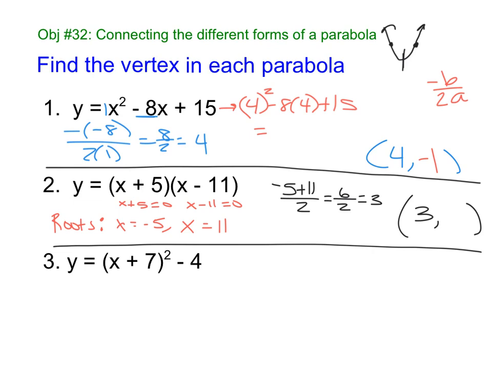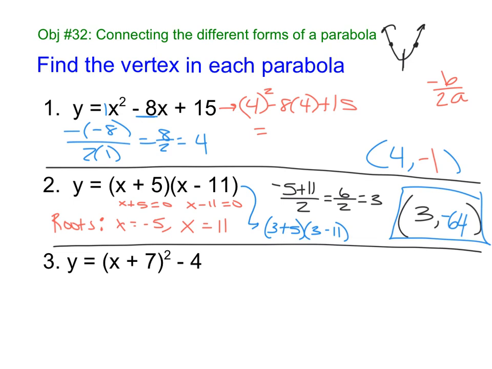Again, we plug in. So I'm going to do parentheses instead of x, 3 plus 5, 3 minus 11. And again, you could just plug that in your calculator. You end up with 8 times negative 8, which is negative 64. Done. So we find our roots and we average them. And number 3, that's the easy one.